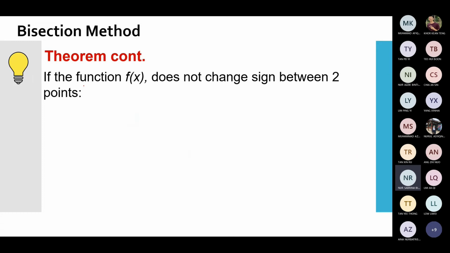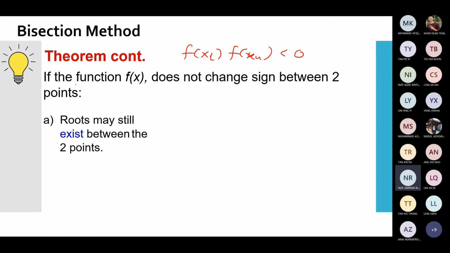Now, what if the function f(x) does not change sign? That's the false case. The first case, as you know, is f(x lower) and f(x upper), whose product is less than 0. What if it doesn't change sign? That means it's still greater than 0. There are two possibilities, which means the root may still exist between the two points.